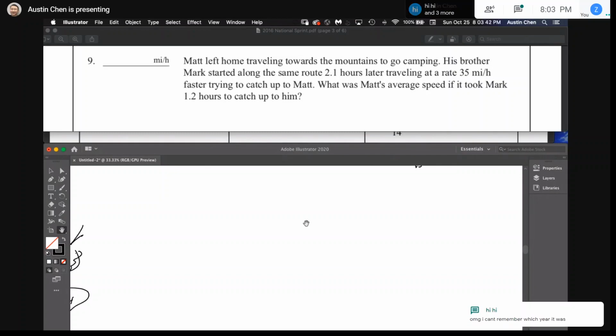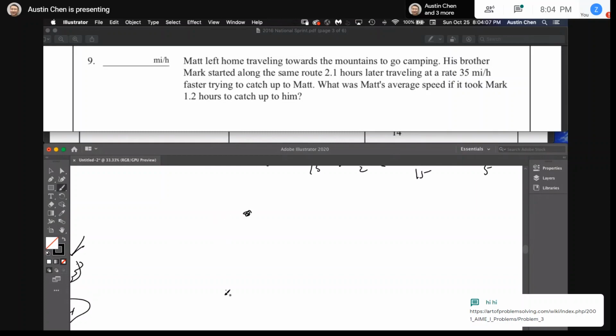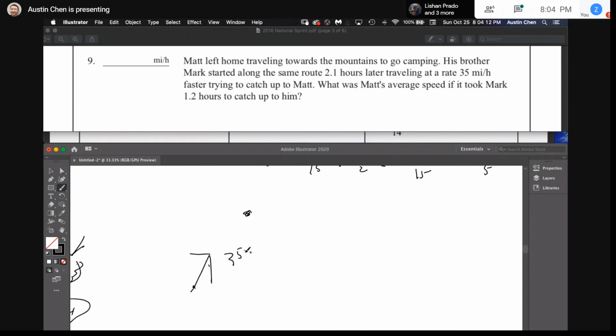All right. Matt left home traveling towards the mountains to go camping. His brother Mark started along the same route 2.1 hours later, traveling at a rate 35 miles per hour faster, trying to catch up to Matt. What was Matt's average speed if it took Mark 1.2 hours to catch up to him? All right, so we have Matt somewhere here, and then Mark somewhere here. And then Mark is traveling 35 miles per hour faster, trying to catch up to Matt.